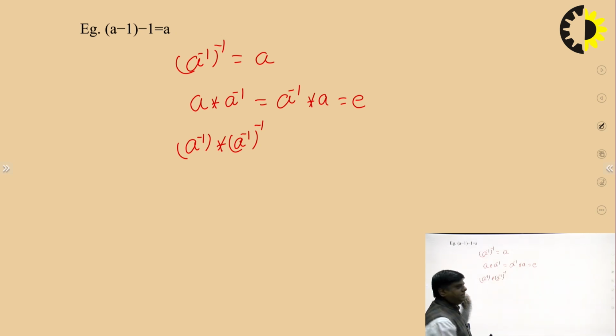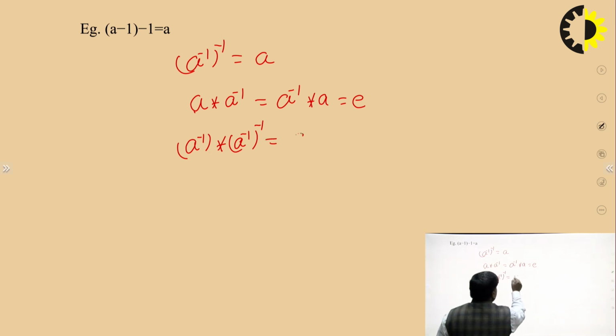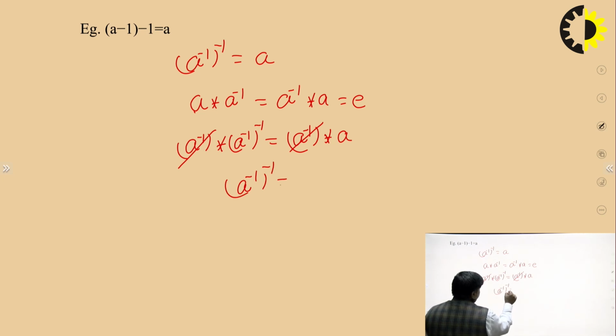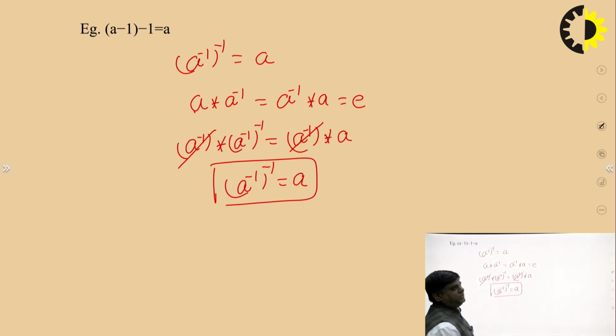In this side we take the inverse element. Now here the inverse element. Now in this side, A inverse and A. Now using the left cancellation, this one is cancelled. It means A inverse inverse is A, this we can prove.